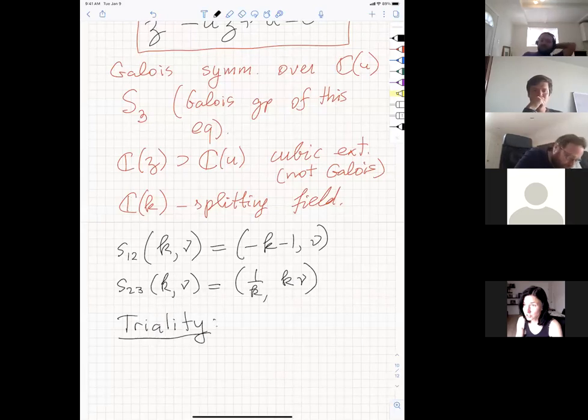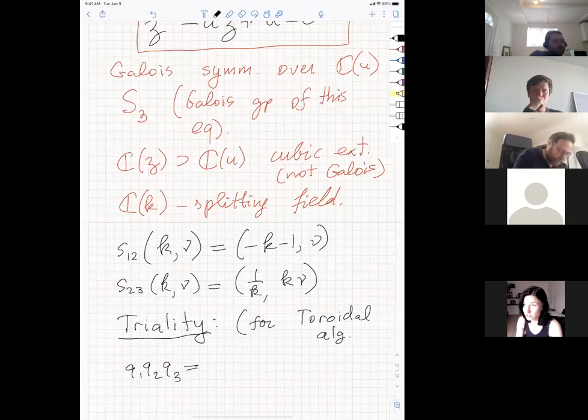So for toroidal algebras, they have these parameters Q1, Q2, Q3, whose product is 1, and there is a group S3 acting on them, and that's exactly this group. This is the rational limit of this group. So, any questions about this?